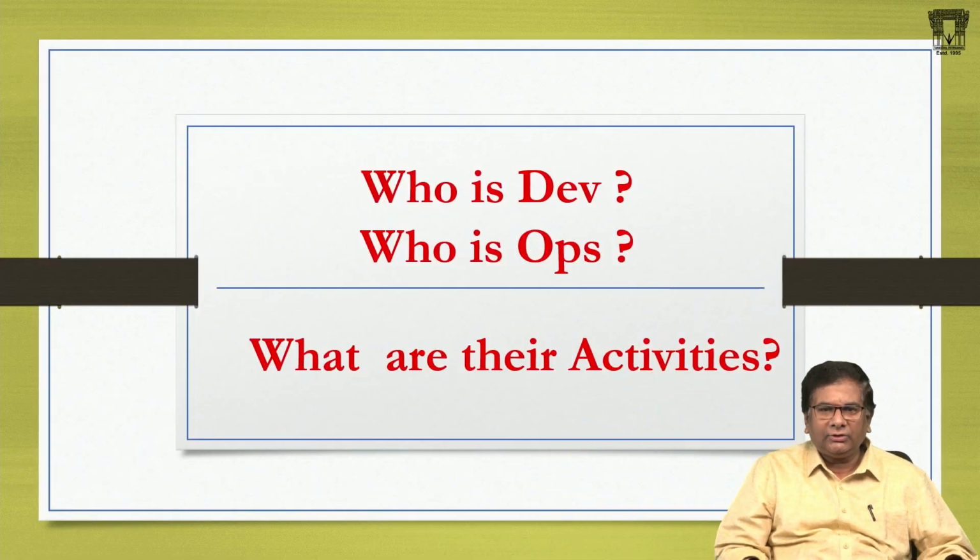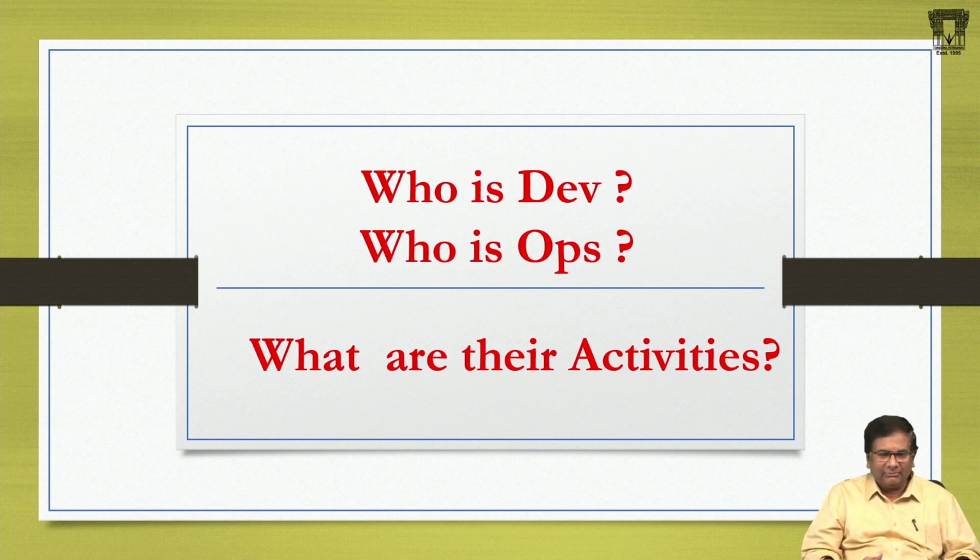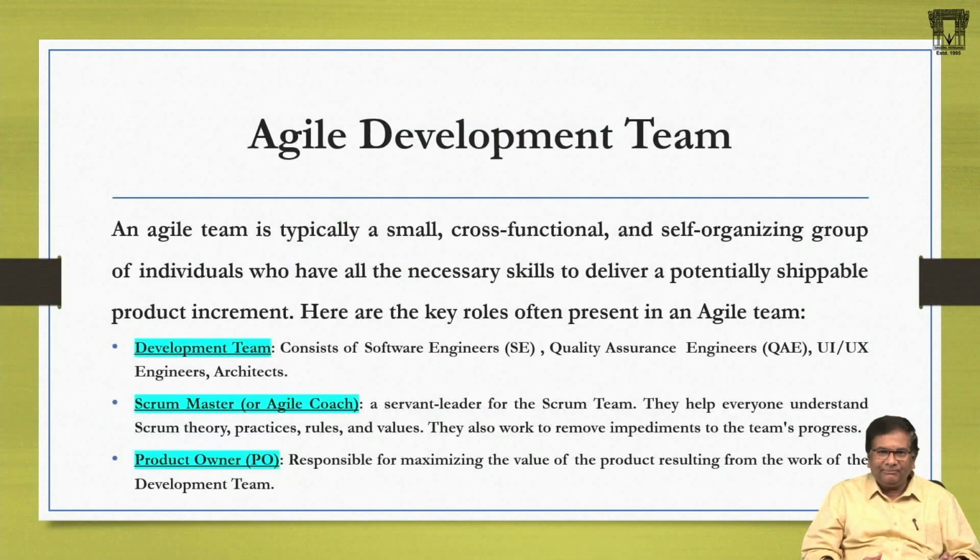So if you go to the next slide, this is what exactly I'm going to talk about. Who is dev, who is ops, what are their activities. Now when it comes to agile, the dev team is typically, as you might be aware if you work in an agile environment, a small team of 3 to 8 developers. That includes the QA team as well. It's not like QA is separate. So agile is nothing but a small, cross-functional team, a self-organizing group of individuals who have all the necessary skills to deliver a potentially shippable product increment.